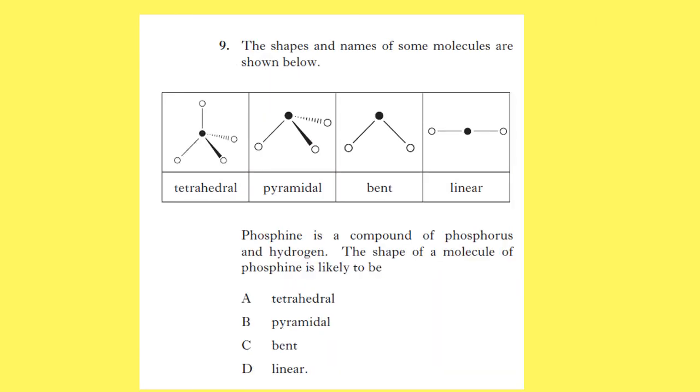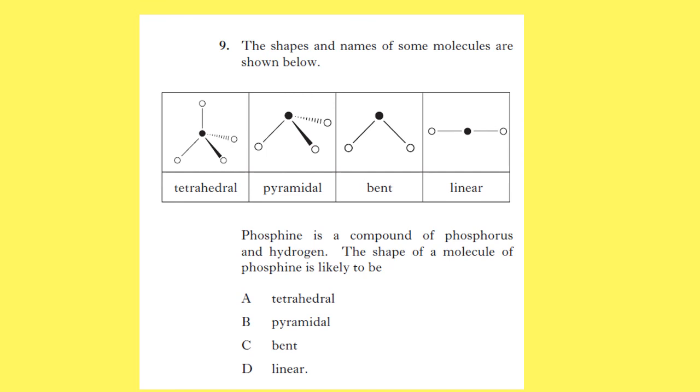So now we have phosphine. Now phosphine is a compound of phosphorus and hydrogen, and it's asking you to predict the shape of that molecule. Now for this question, what you need to do is just work out how many hydrogen atoms are going to bond with 1 phosphorus atom and then work out the shape.